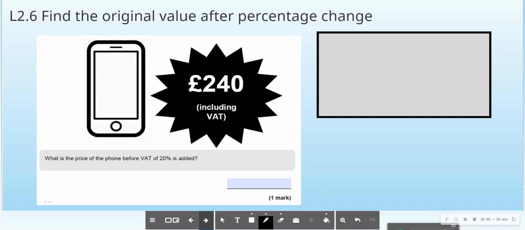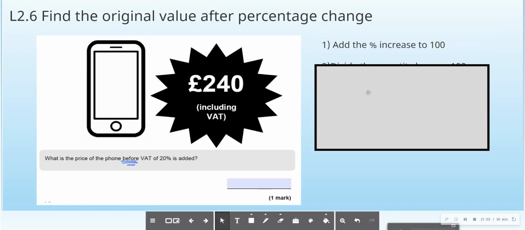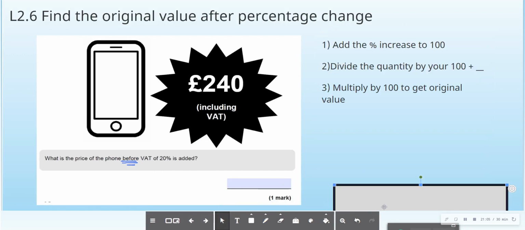Okay, finding the original value. So the key word here, when we're looking for the original value, is this word here, before. If you see in the exam, and it's talking about percentages, and it mentions this word before, then we have to use this method, which is the percentage change original value, okay, which is these 3 steps. You add the percentage increase to 100. So the value has been increased by 20%, okay? The value itself is 100%. It's 20% tax has been added, so this value is actually 120% of the value of the phone. It's 100% plus the 20% VAT added.